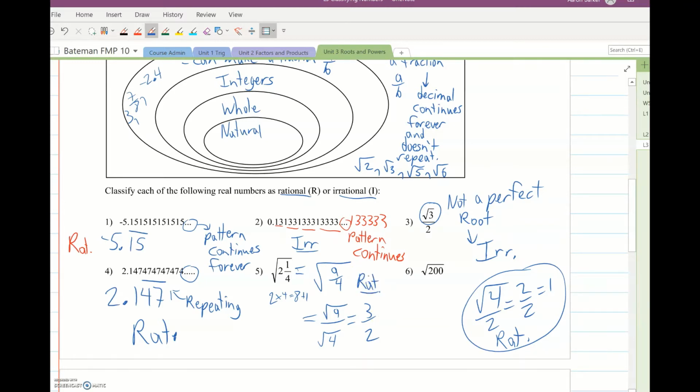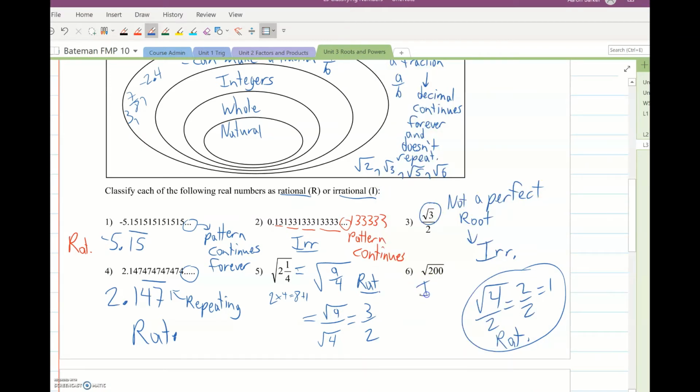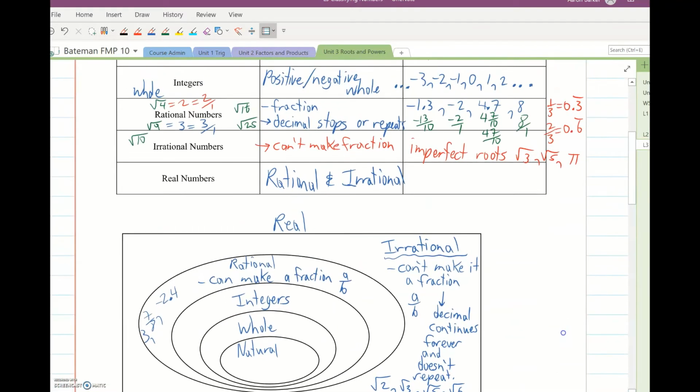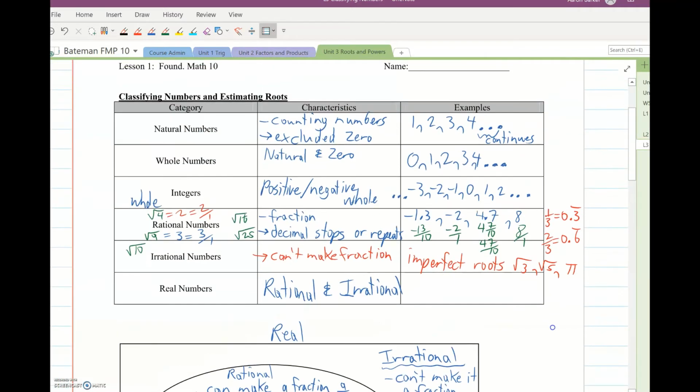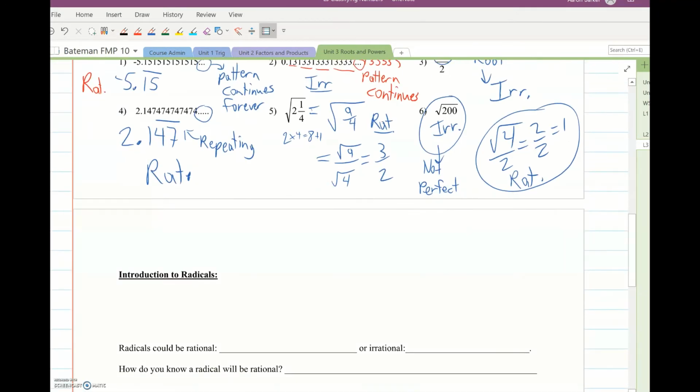And the last one here, root 200. Well, try it on your calculator, see what happens. Square root of 200, it's not perfect. It's not like Mr. Barker, so it's definitely irrational. Because it's not perfect. Only perfect things like myself are rational. Classifying numbers in your number system can be a little murky with so many different examples, but let me know if you have any questions and I'll definitely go over it with you.